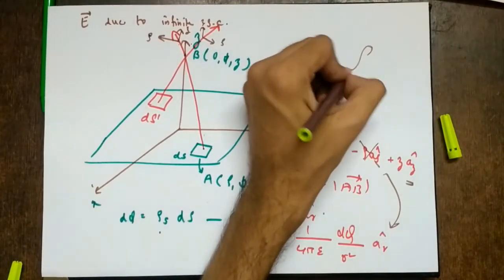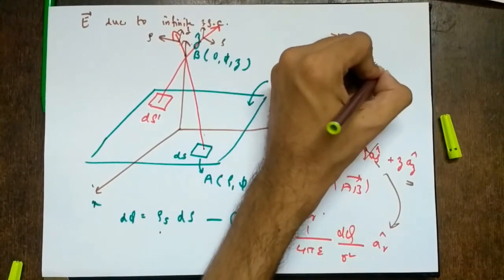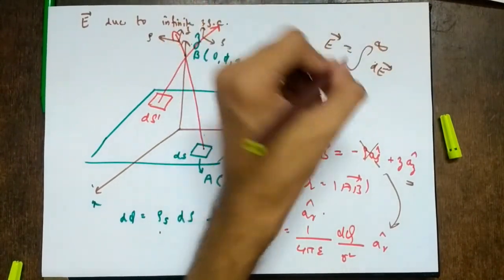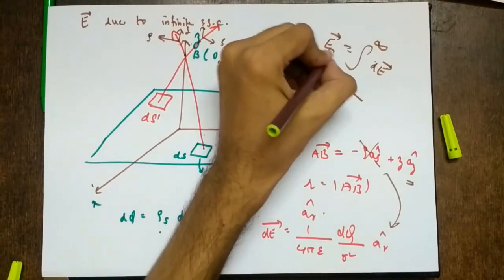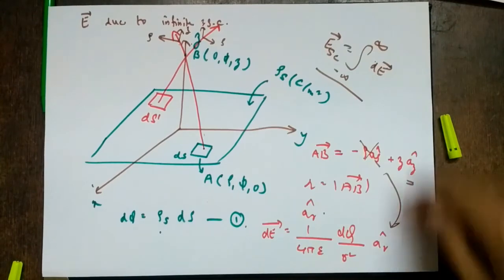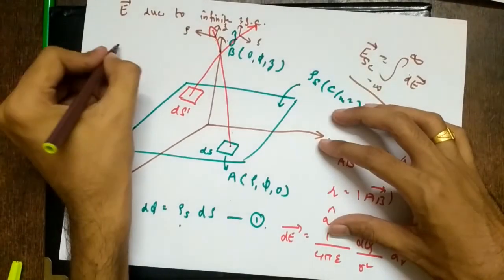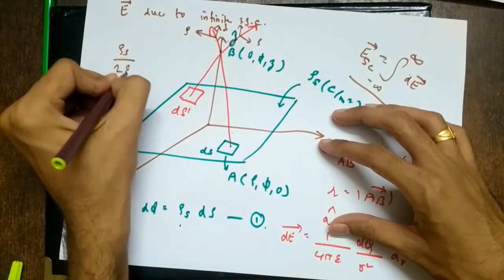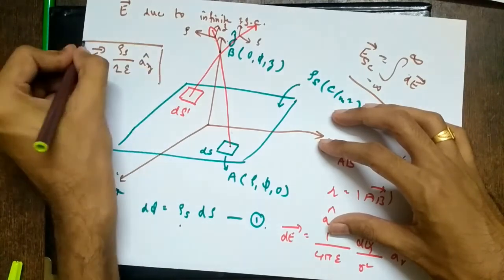Then you integrate dE vector from minus infinity to plus infinity to get E vector. So that will be the E vector due to surface charge. Okay. And we will get that as rho S by 2 epsilon az cap. So that will be your E vector for surface charge.